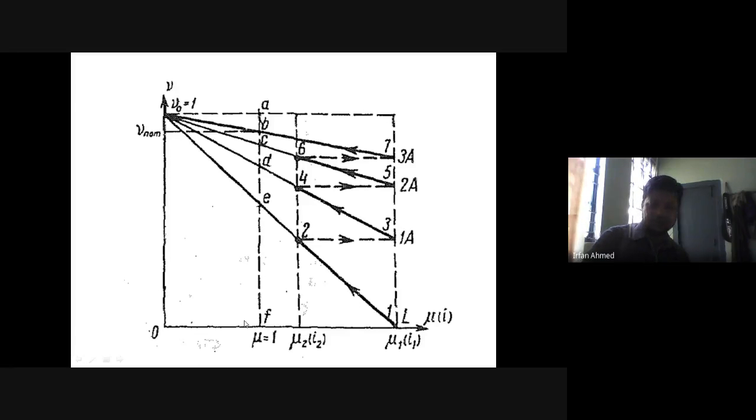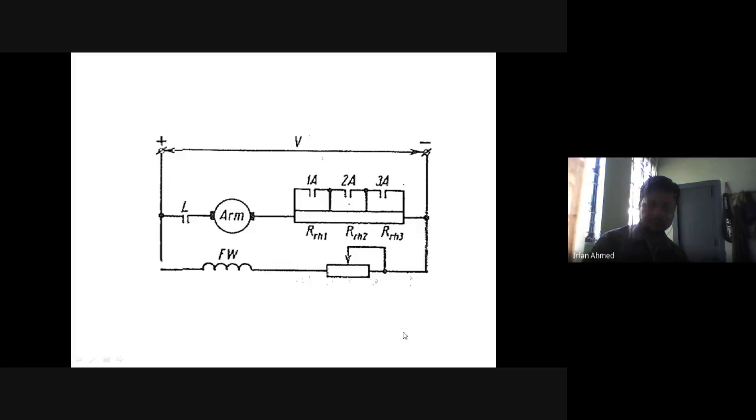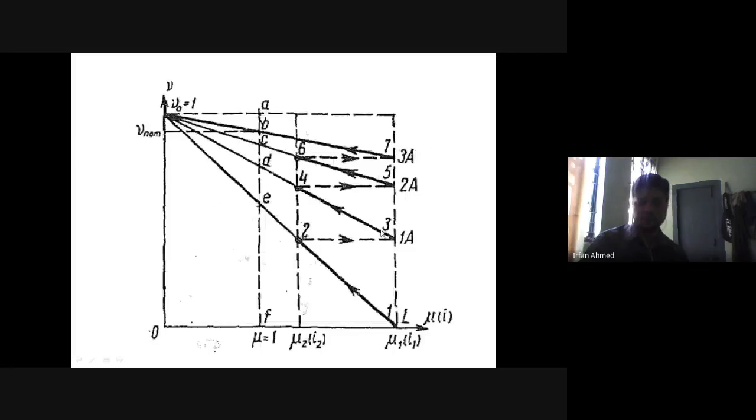Now, at the time of starting, the speed is zero, so the back EMF is zero. To limit the starting current to I1, I am having all three resistances in the armature circuit. That means all these three contactors are open. These three resistances, instead of RH1, RH2, and RH3, I am simply calling R1, R2, and R3. So at the time of starting, I have all external resistances R1, R2, and R3 in the circuit.